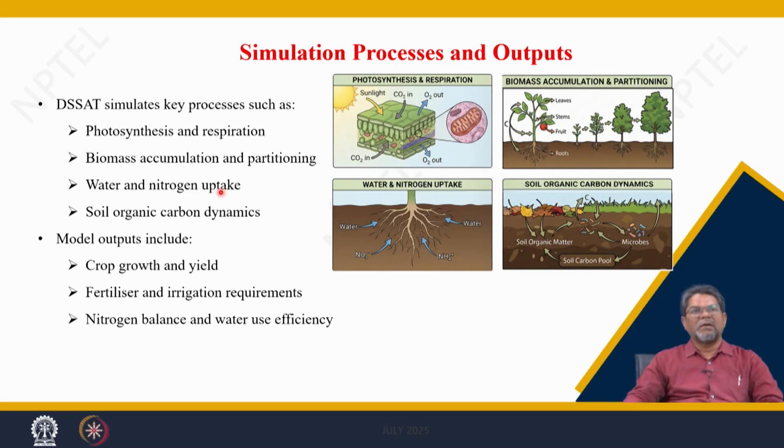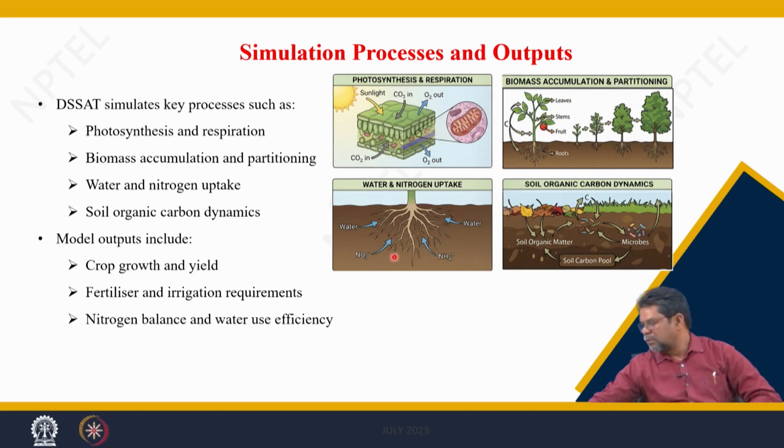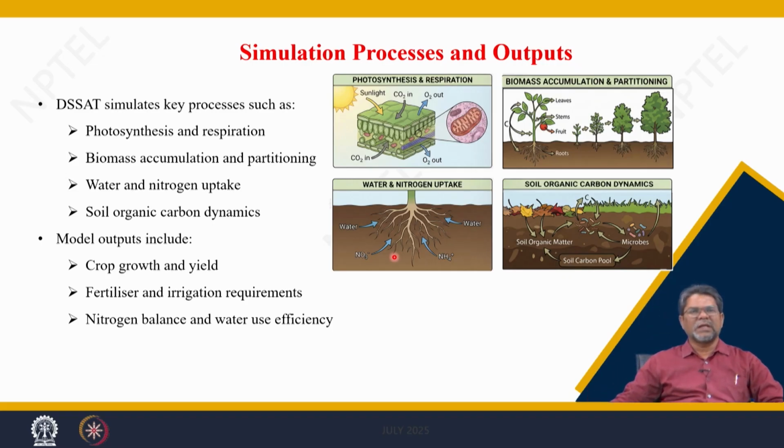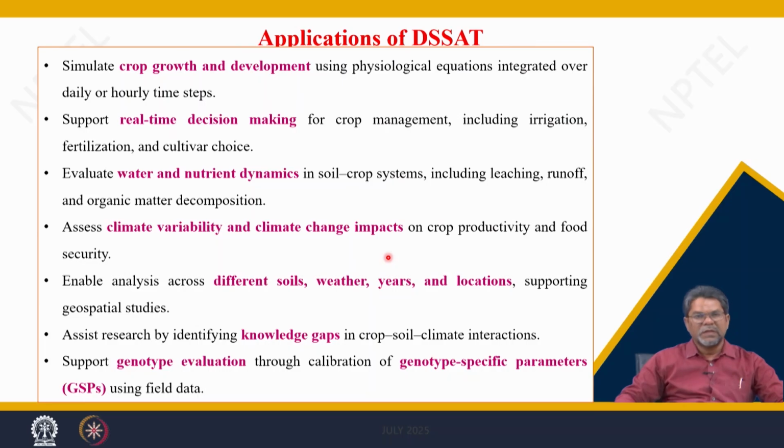Then we have the water and nitrogen uptake. That is the simulation of the water uptake and nutrient uptake in the model. Then fertilizer and irrigation requirements. Based upon the simulation analysis, we calculate the fertilizer and irrigation requirement, and the nitrogen balance and water use efficiency are also simulated in this model. So, these are the small processes in this model. And this is how the DSSAT model is applied.